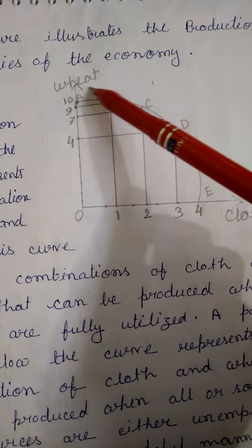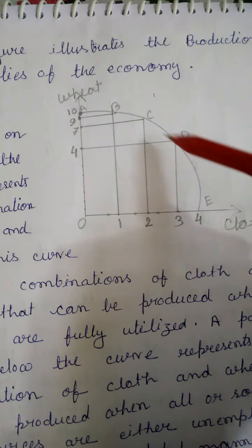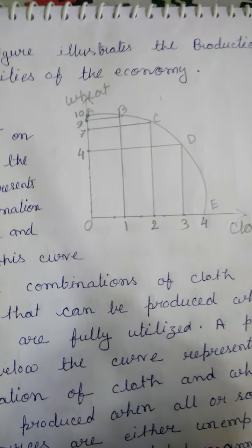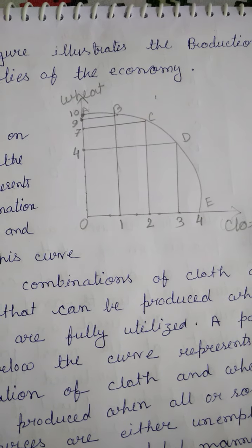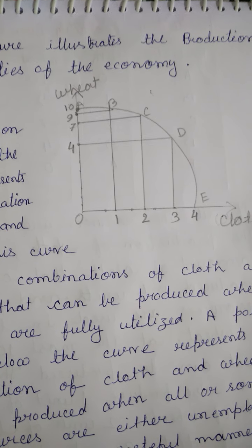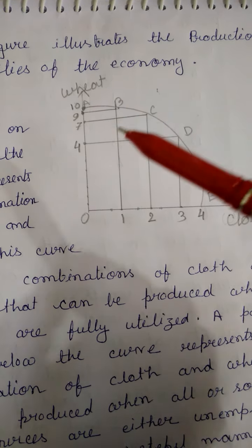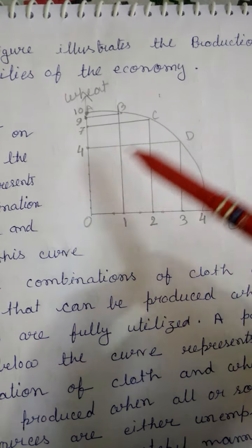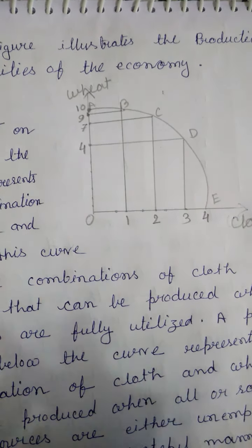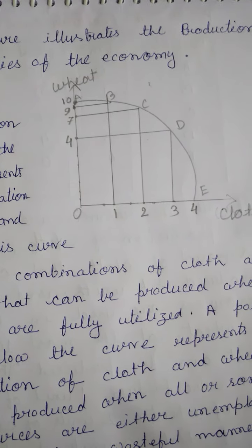So here A, B, C, D, this curve is known as the production possibility frontier or the production possibility curve. Here A, B, C, these are the various combinations of wheat and cloth.